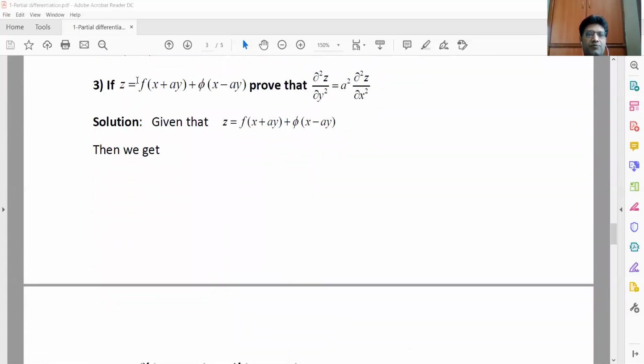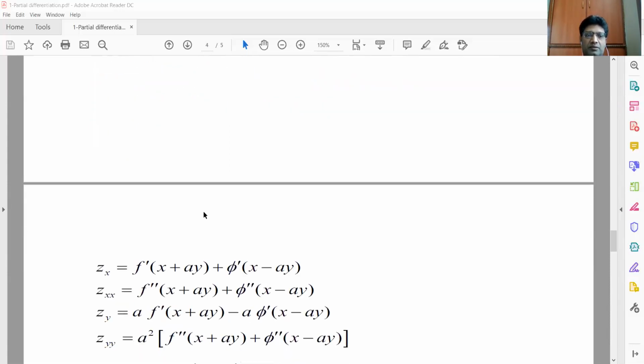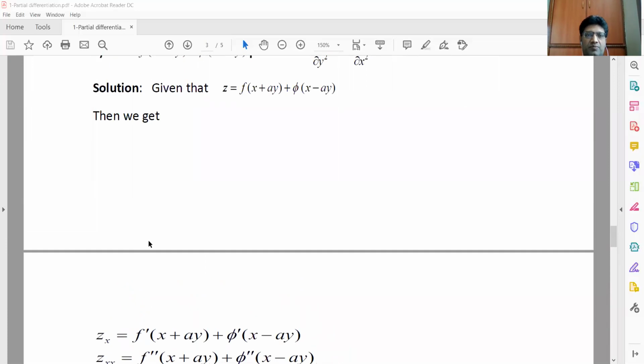Next, if z is a function of x plus ay plus a function of x minus ay, then prove that ∂²z/∂y² is a² ∂²z/∂x². So z is this one. First we will calculate z_x. So what is z_x? F dash of x plus ay. For x plus ay, we are differentiating with respect to x, therefore it is 1, plus y dash of x minus ay. For x minus ay with respect to x, it is 1.